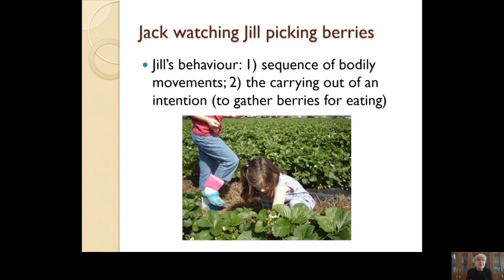So could you please notice that this is again characteristic of our observations of all people. If we're observing people, then we are not satisfied with the perception of their bodily movements. We always ask the questions: what they are doing and why they are doing this. Which means that we try to attribute a particular intention to the people we are observing. So here the intention is to gather berries for eating. This is Jill's intention.